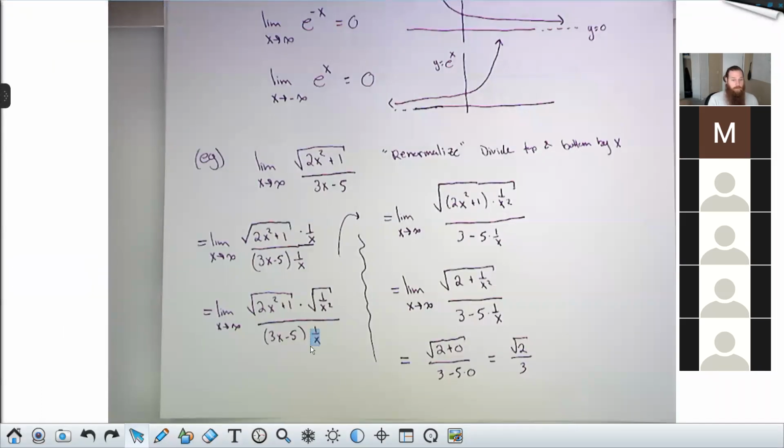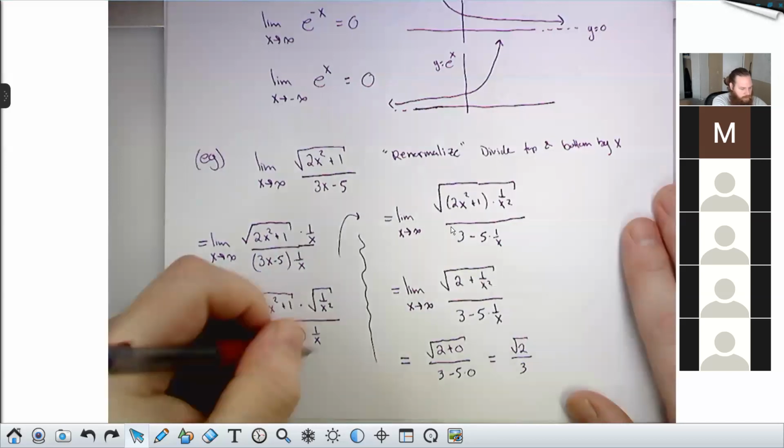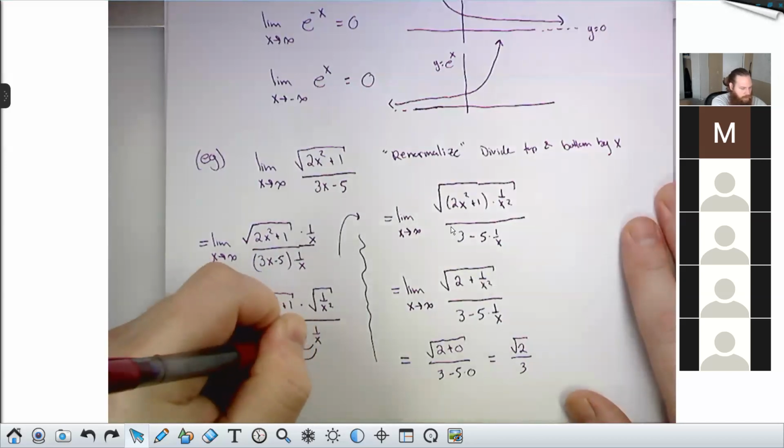When I distribute this 1 over x, Fabrice, 3x times 1 over x is just 3. And 5 times 1 over x is 5 times 1 over x. I distribute it. Yeah, so we distribute here and here.